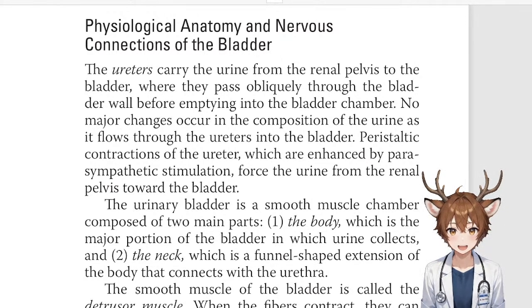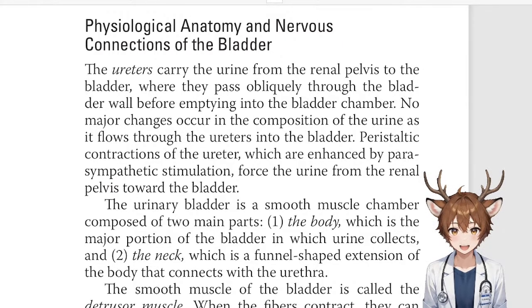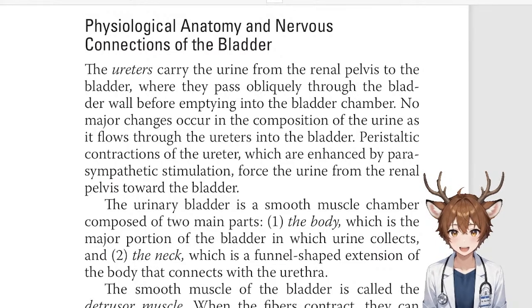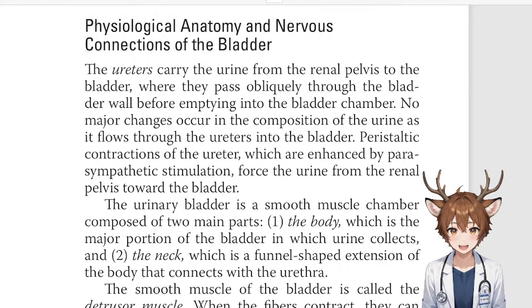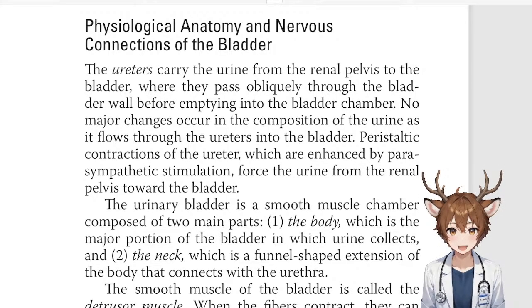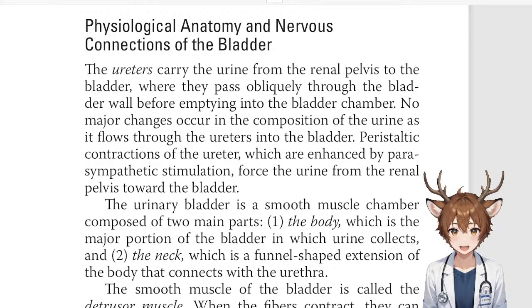The physiological anatomy and nervous connections of the bladder. The ureters carry the urine from the renal pelvis to the bladder, where they pass obliquely through the bladder wall before emptying into the bladder chamber. No major changes occur in the composition of the urine as it flows through the ureters into the bladder. Peristaltic contractions of the ureter, which are enhanced by parasympathetic stimulation, force the urine from the renal pelvis toward the bladder.